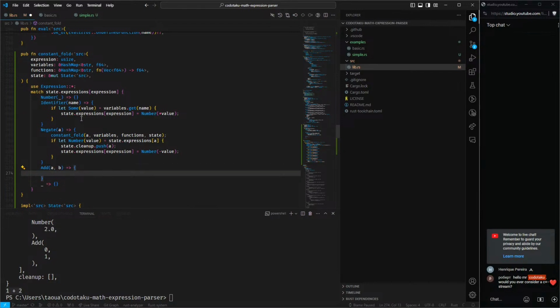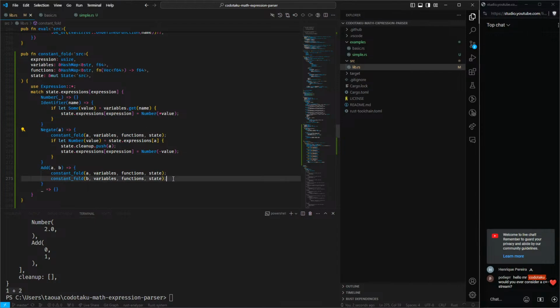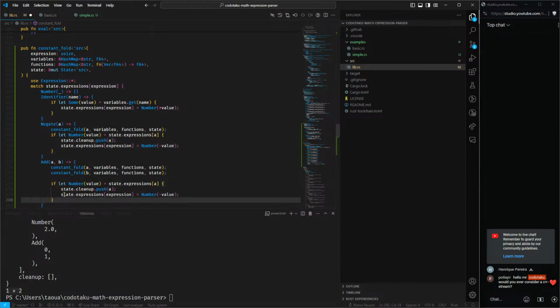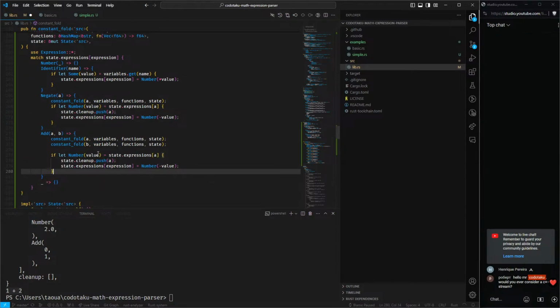Add(A, B), right? So first, before we can optimize this one, we have to optimize the children of this AST. So we gotta make sure to basically ConstantFold A and ConstantFold B both. Here we only have to ConstantFold 1 because we only have 1. So okay, cool. And then we can do our job. And our job is this, though it's gonna be a little bit different though. So this is basically your value 1, and this is your value 2.